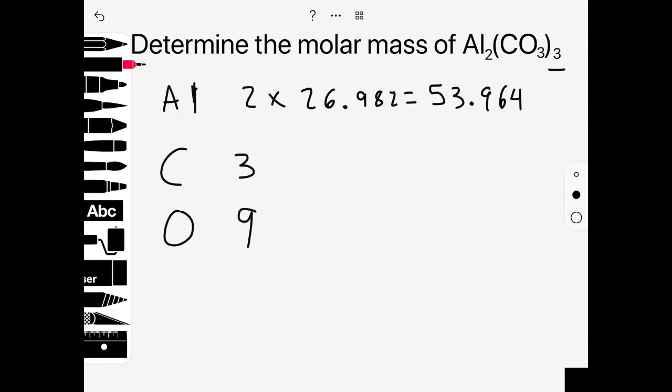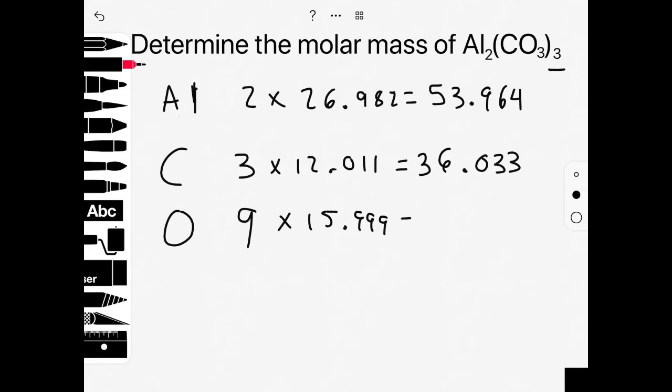53.964. For the next one, carbon has a mass of 12.011, so you multiply 3 times 12.011, then you will get 36.033. And finally you have 9 oxygen atoms, which has a mass of 15.999. If you multiply it, it will give you 143.991. So now you only have to add them all.